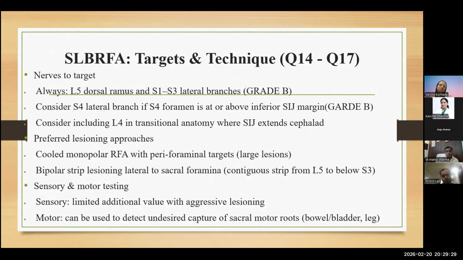And for sensory and motor testing, sensory testing has limited additional value with aggressive lesioning, and motor testing should be used to detect unwanted capture of sacral motor roots, to delineate bowel, bladder involvement or leg weakness.